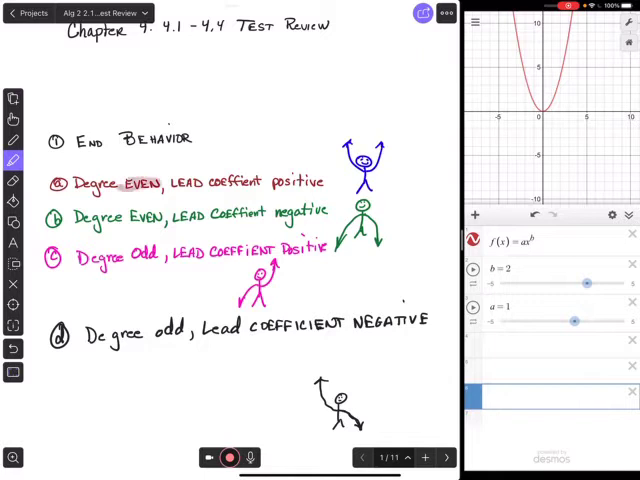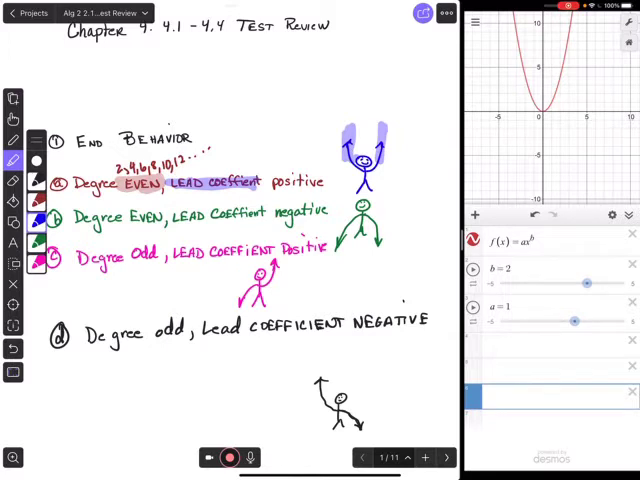But if the degree is even, now remember degree is the highest exponent in our function, and if it's an even number, so we're talking 2, 4, 6, 8, 10, 12, anything that's divisible by 2, and the lead coefficient is positive, the number in front of the polynomial, then the polynomial's ends both go upward like this.